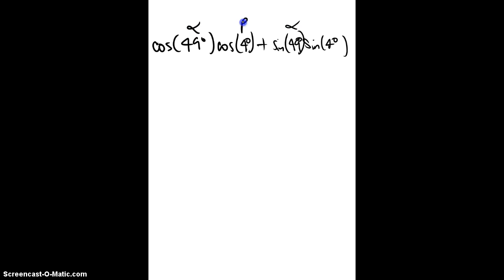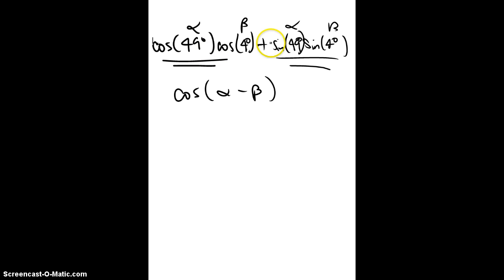So say I give you cosine of 49 degrees, cosine of 4 degrees, plus sine of 49 degrees and sine of 4 degrees. When you see cosine, cosine, sine, sine, you know it's the cosine of alpha plus beta, or alpha minus beta, or sine of alpha plus beta, or sine of alpha minus beta. It's going to be one of those. So I look at this and I'm like, okay, this is my alpha, this is my beta. And I look at the formula and it's cosine, cosine, sine, sine, so that goes with cosine of alpha minus beta. That's the trig identity that goes with that.